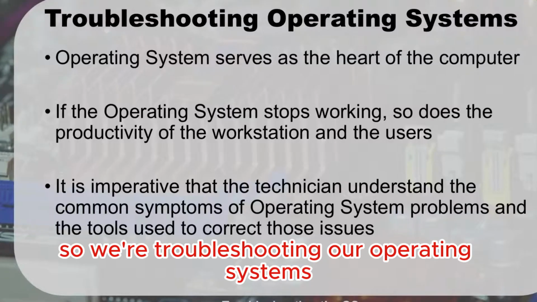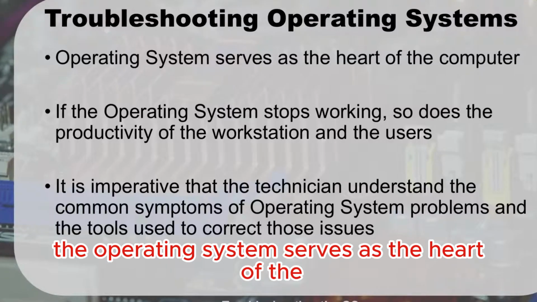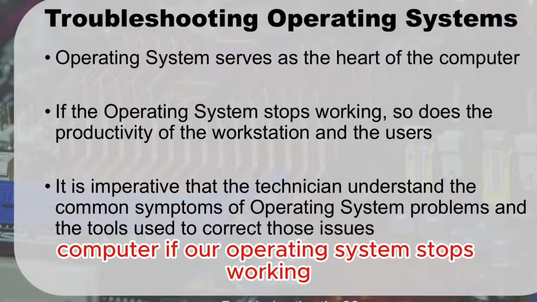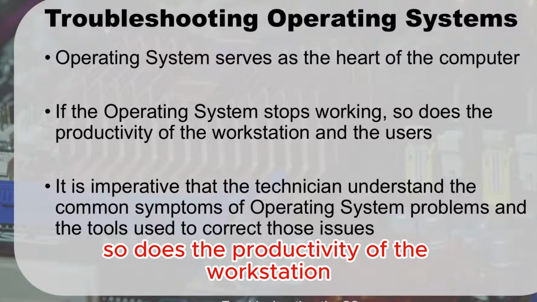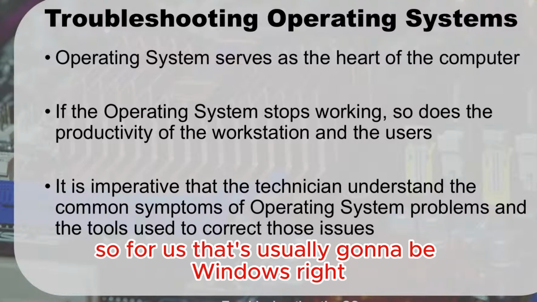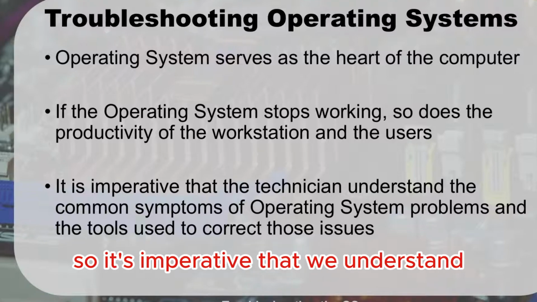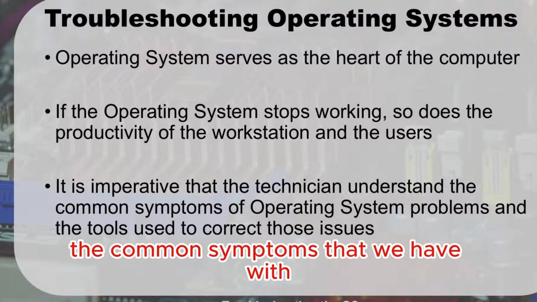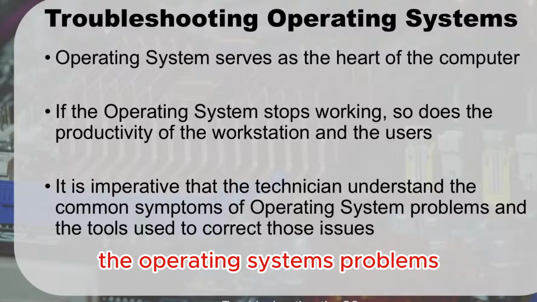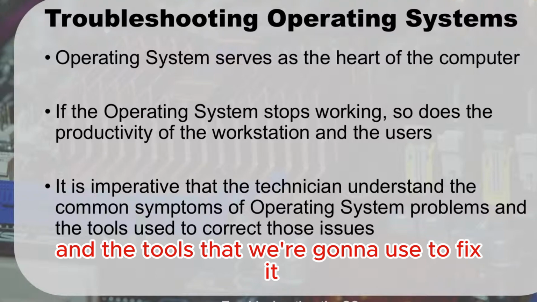So when we're troubleshooting our operating systems, we have to remember that the operating system serves as the heart of the computer. If our operating system stops working, so does the productivity of the workstation and the users that use it. So for us, that's usually going to be Windows, right? If Windows crashes, your user's going to lose their data and they're not going to be able to do their work. So it's imperative that we understand the common symptoms that we have with the operating system's problems and the tools that we're going to use to fix it.